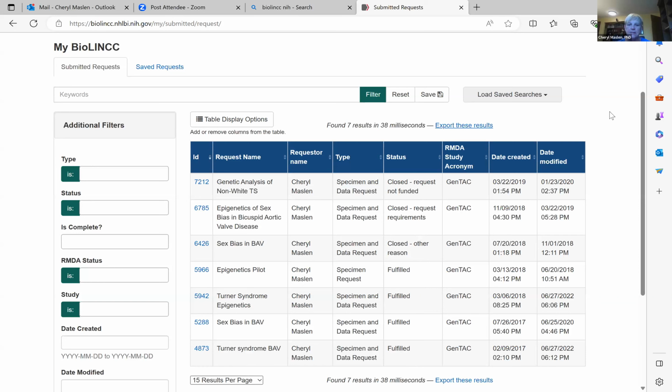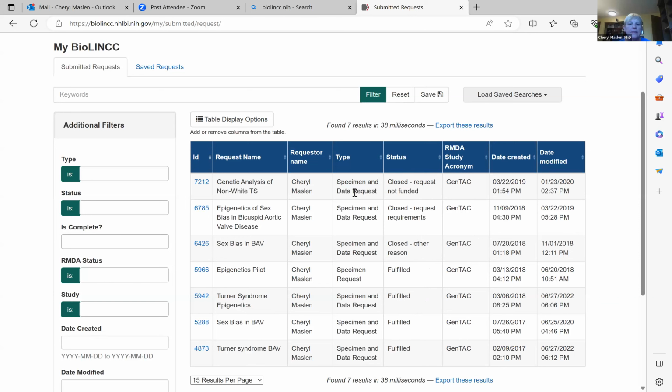As you move through the process, you'll see that you have different situations. I don't have anything active right now, but if you did, it might say in progress or in process. It will take you all the way through from the request being made to when it's fulfilled or closed for other reasons. As you can see, I had 4 studies where the requests were fulfilled and the studies were funded and completed. Others are closed, request not funded.